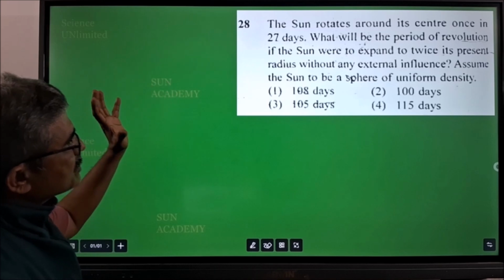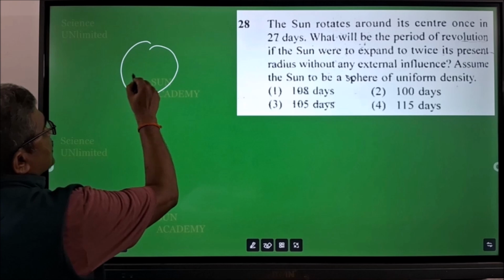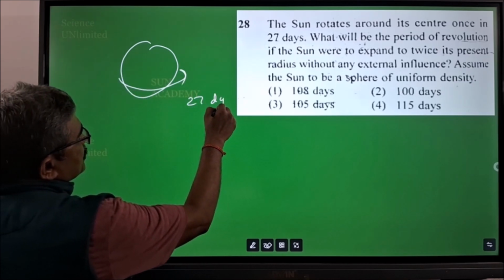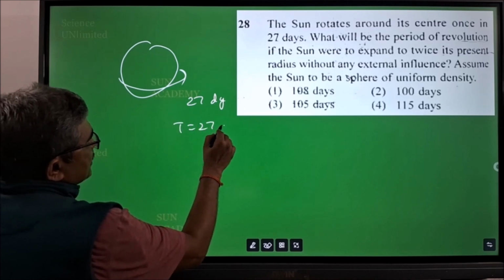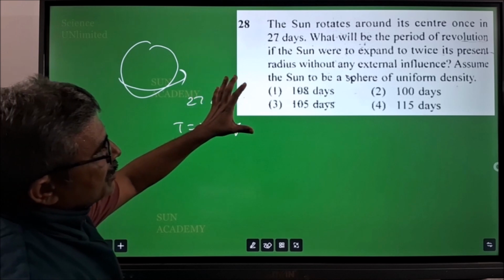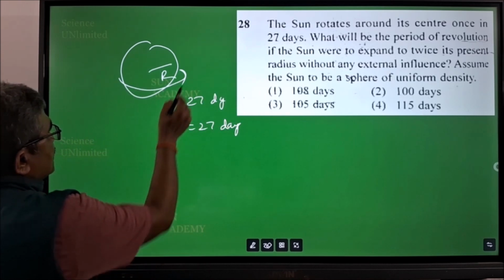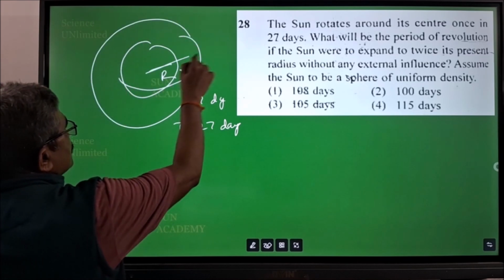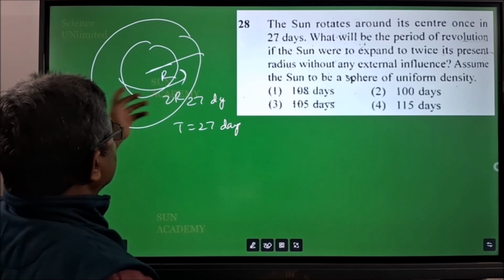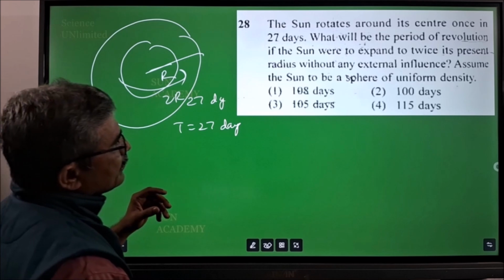So here the object is rotating, the sun is rotating. Sun is rotating in such a way that for one rotation it is taking 27 days. So time of rotation is equal to 27 days. So after that, what happened? The sun were to expand to twice its present radius. So earlier it is r, and now it has increased its radius to 2r. Now we need to find out the time of rotation. Okay. So what are the relations for that?